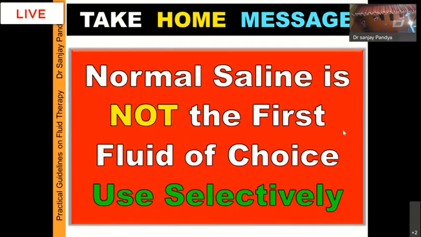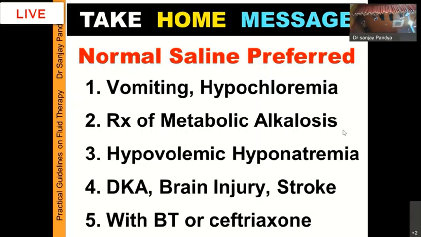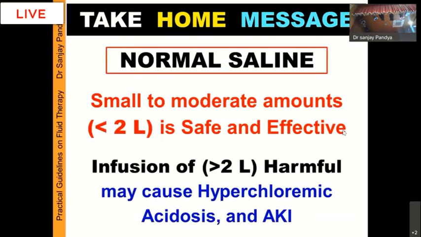Normal saline is not the first fluid of choice. Use it selectively. There are indications like vomiting, hypochloremia, metabolic alkalosis, hypovolemic hyponatremia, and others, with blood transfusion, with ceftriaxone, where NS is better. But by default, start with Ringer's lactate. Okay? And even if you start with normal saline, when you give up to 2 liters of fluid, this adverse effect is unlikely to occur.